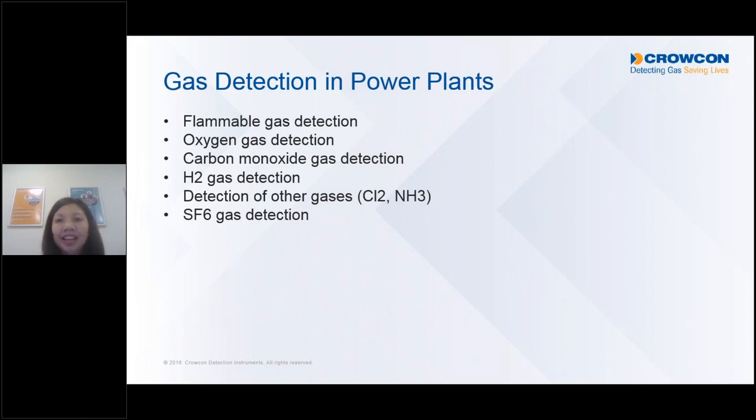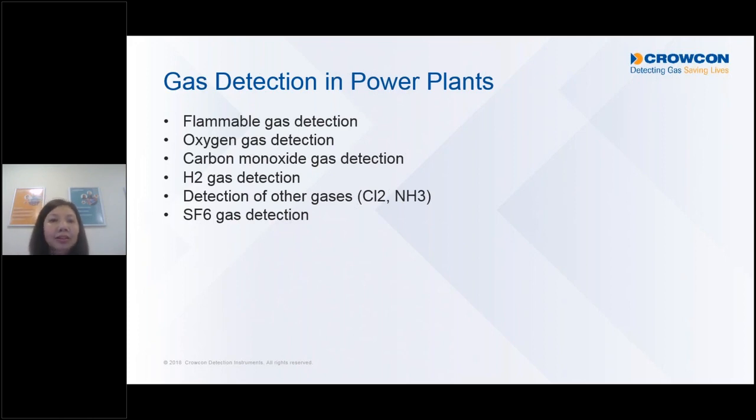Okay, so I broke down the gas detection into types of gases, right? So we're going to talk about flammable gas, carbon monoxide and oxygen, H2, other gases like chlorine and ammonia, and then SF6.